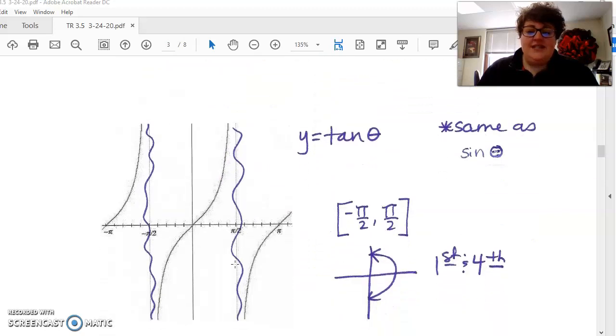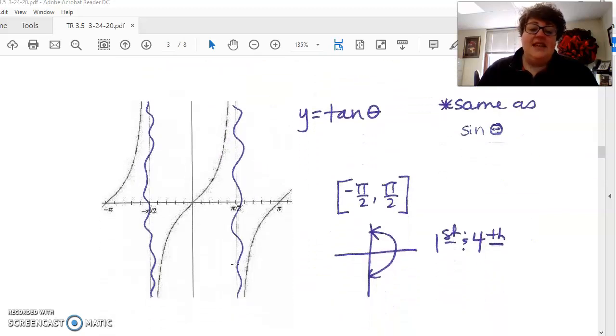Then if we look at tangent, this goes back to being the same as sine, because if we remember the graph, it naturally has those vertical asymptotes at -pi/2 and pi/2, and that middle portion of the tangent graph gives us a one-to-one function. So for tangent, again, same as sine, -pi/2 to pi/2, in the first and fourth quadrants.